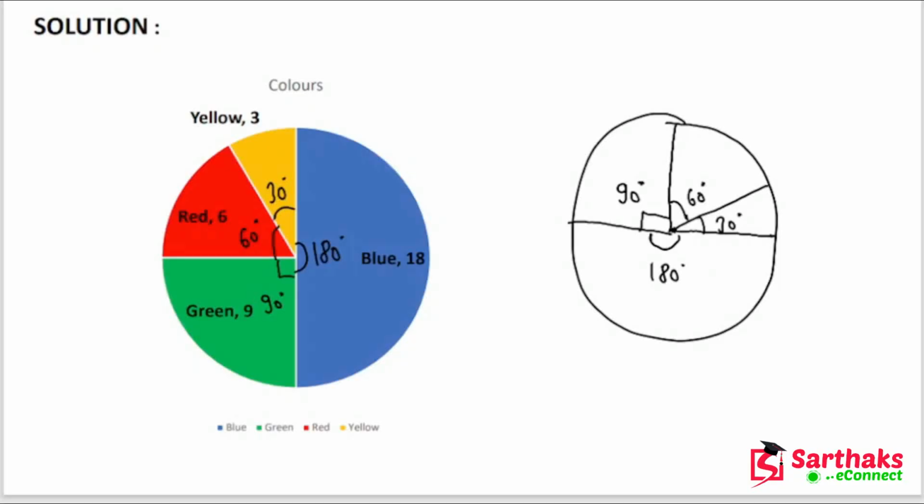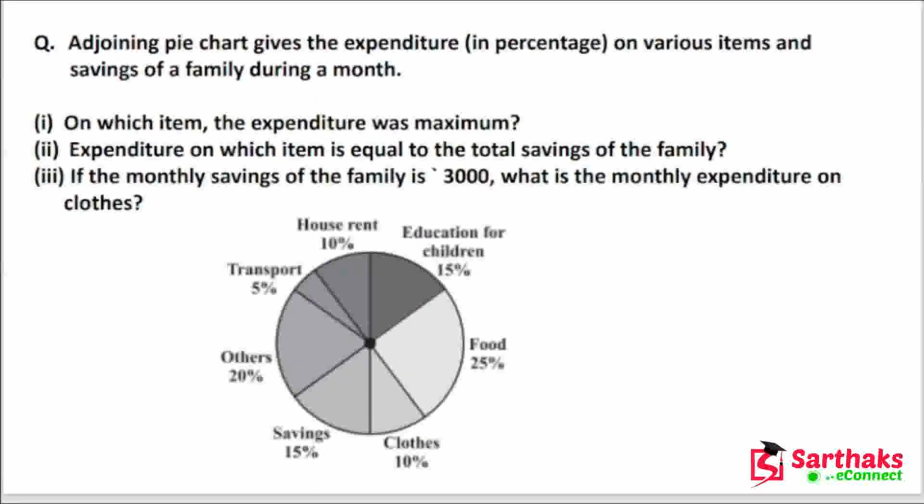Now let us talk about if a pie chart is given to you, can we read it, or what kind of questions can be asked with the help of a pie chart. So in this question we are given that in an adjoining pie chart, expenditure in percentage on various items and savings of a family during a month has been given. So we do not care how this pie chart has been made. It is correct because you can add up the percentages and it would come out to be 100%, right? So the fraction is complete. Now on which item was the expenditure maximum?